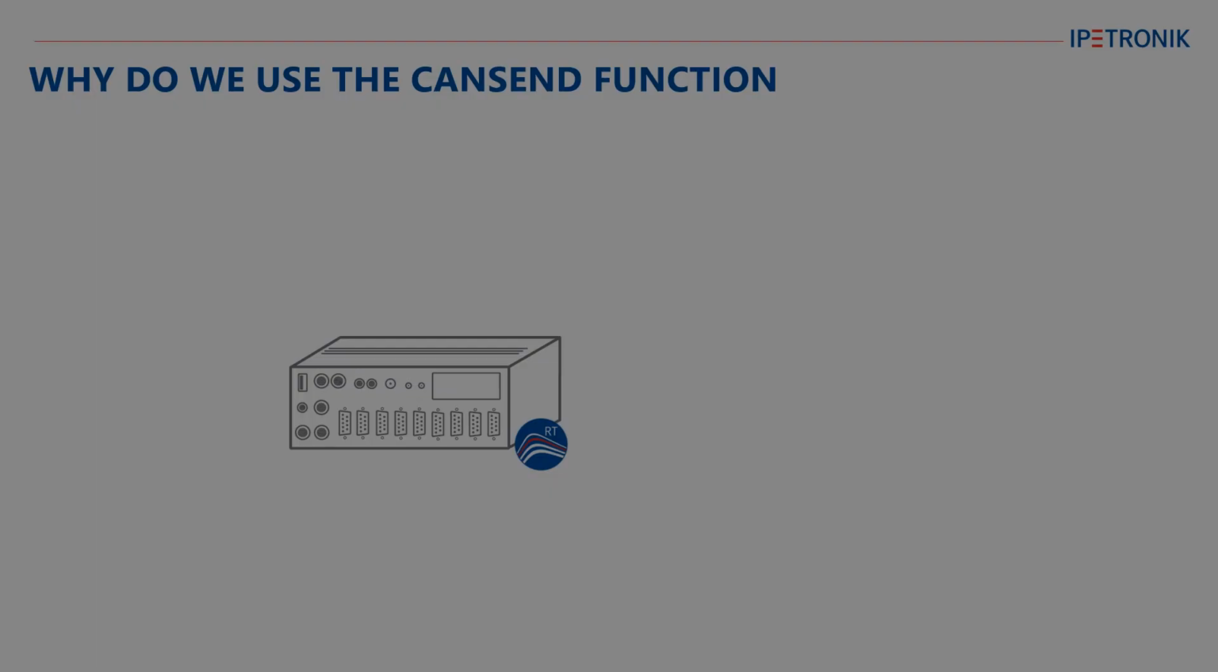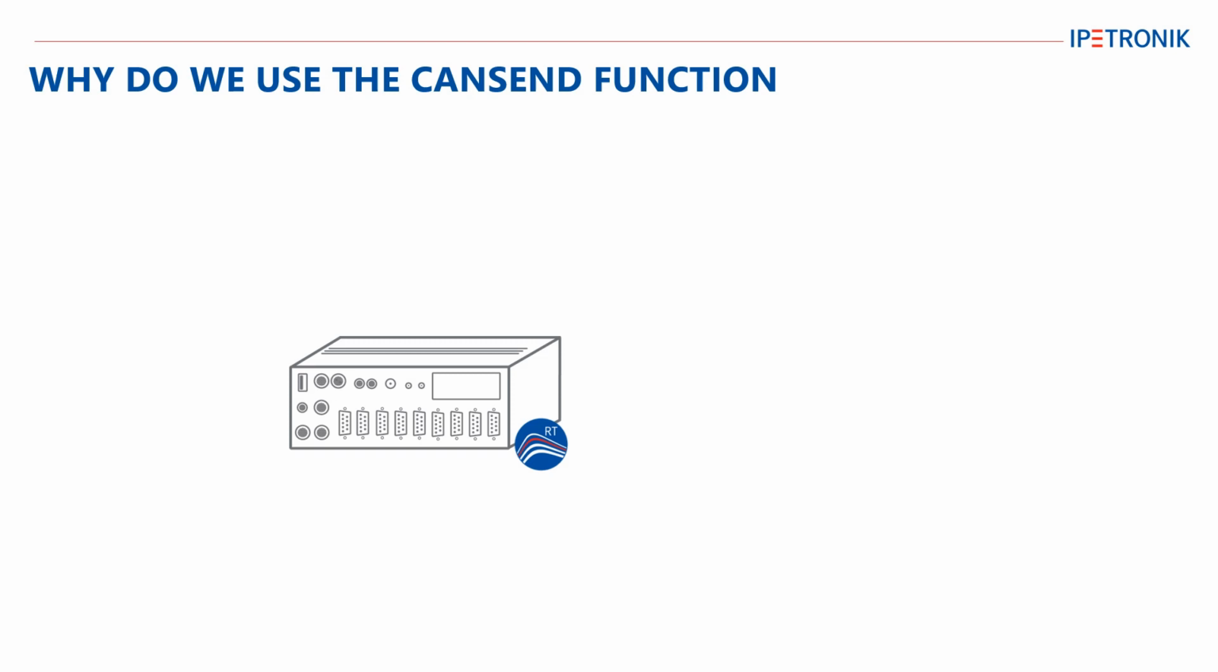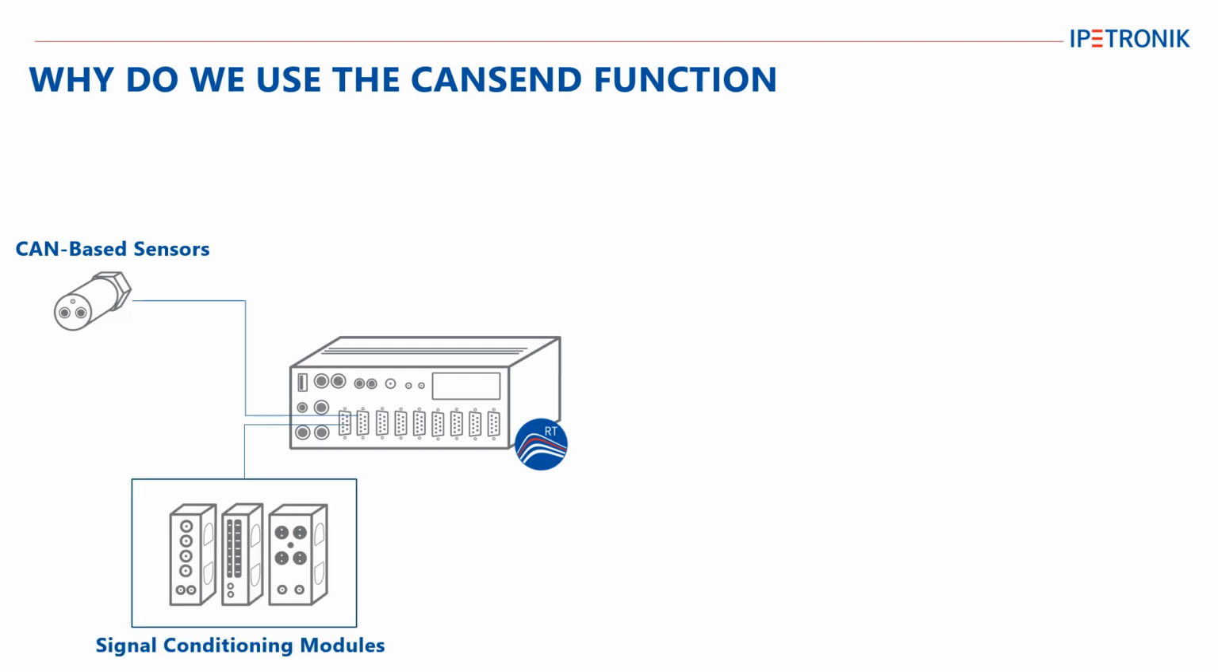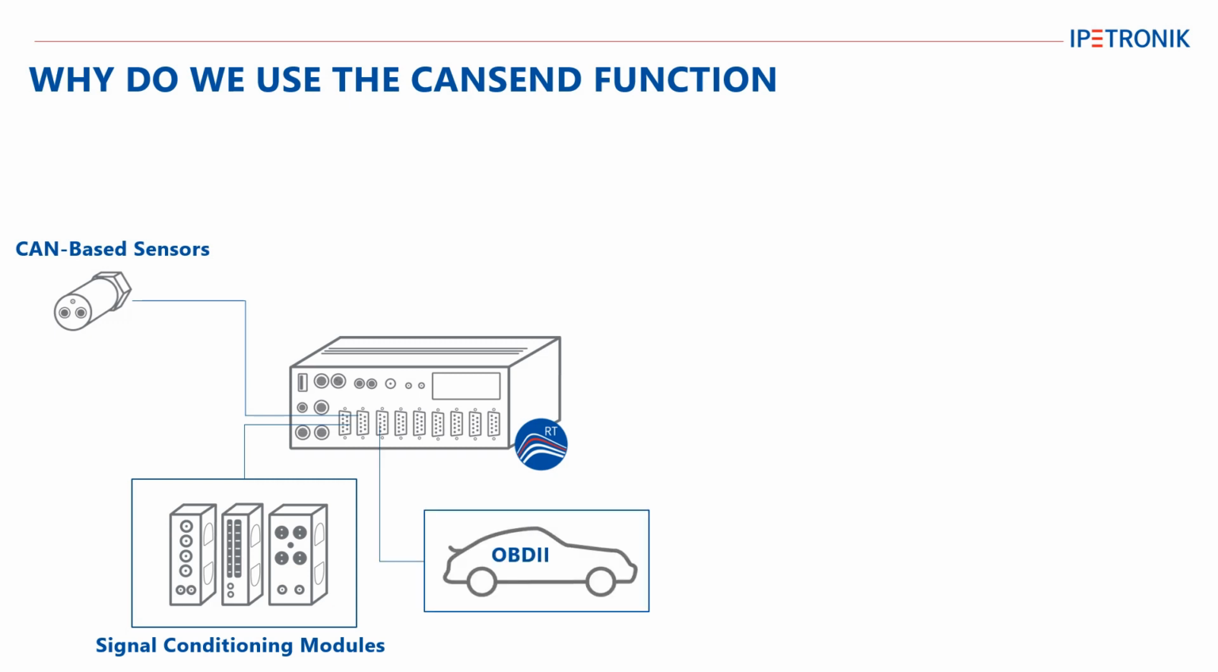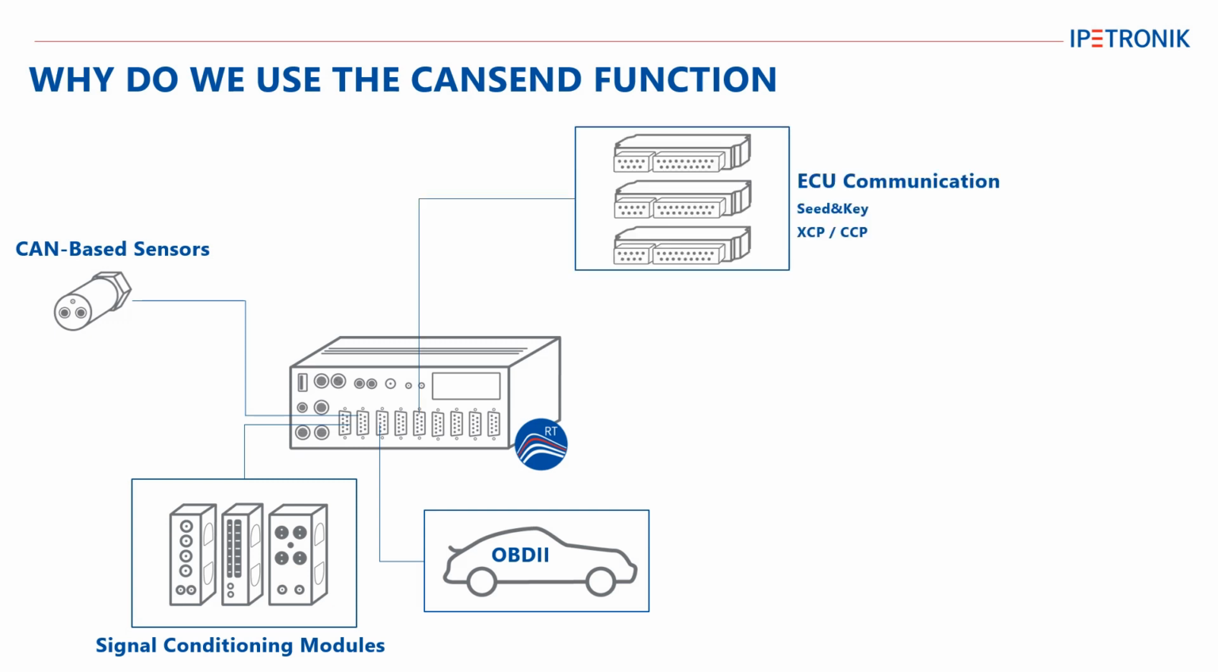So let's imagine you're bringing in CAN data from multiple sources. In this example, let's assume that we have the following sources: CAN-based sensors that send CAN messages straight to the data logger, signal conditioning modules that convert analog signals to CAN and send them to the data logger, OBD2 messages that are requested from the vehicle, and ECU communication, which could also require Seed&Key files as well as XCP and CCP communication. In this case, the logger acts as a gateway. It handles all the communication and also the decoding of messages.